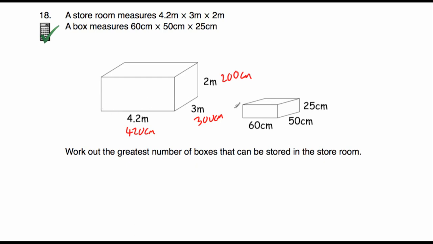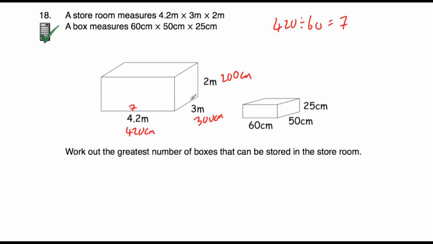In terms of the lengths, what the great thing is with this question, 60 goes into 420, 50 goes into 300, and 25 goes into 200. That means we can fit them all in without any spaces. That will be the greatest number of boxes. And if we were to look at our 60, we would get in our 420, if we divide 420, and that's a calculator question, so 420 divided by 60 would be equal to 7. So that means we would get 7 boxes along this way.